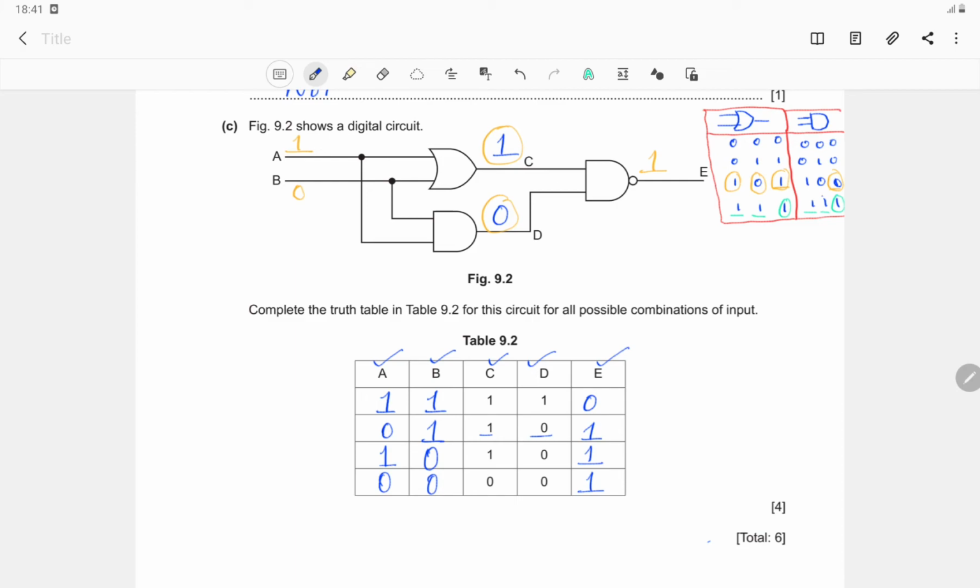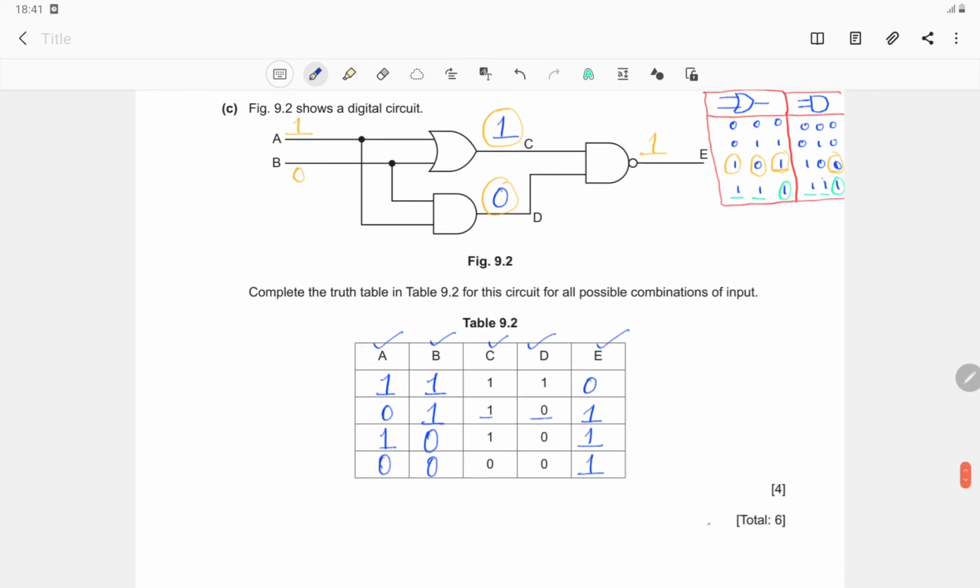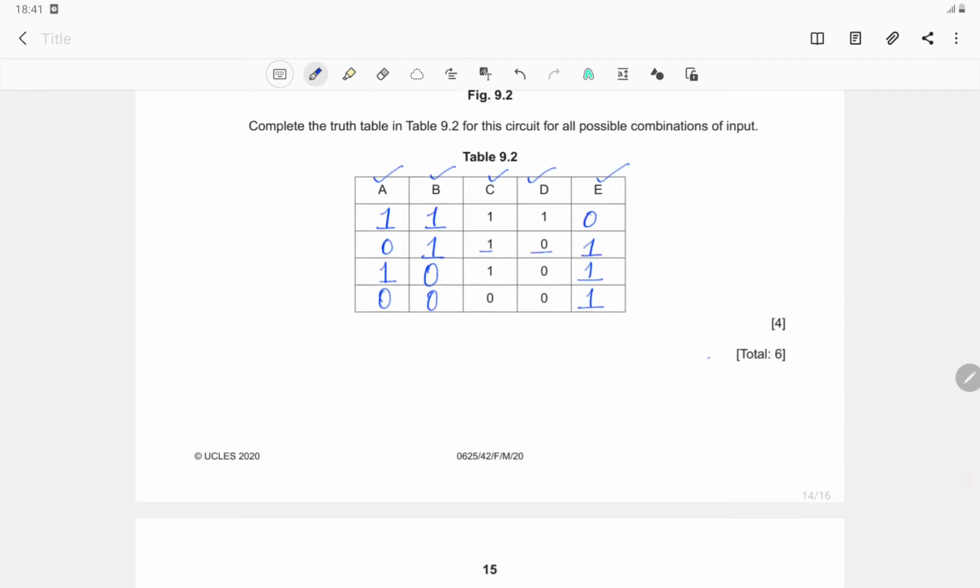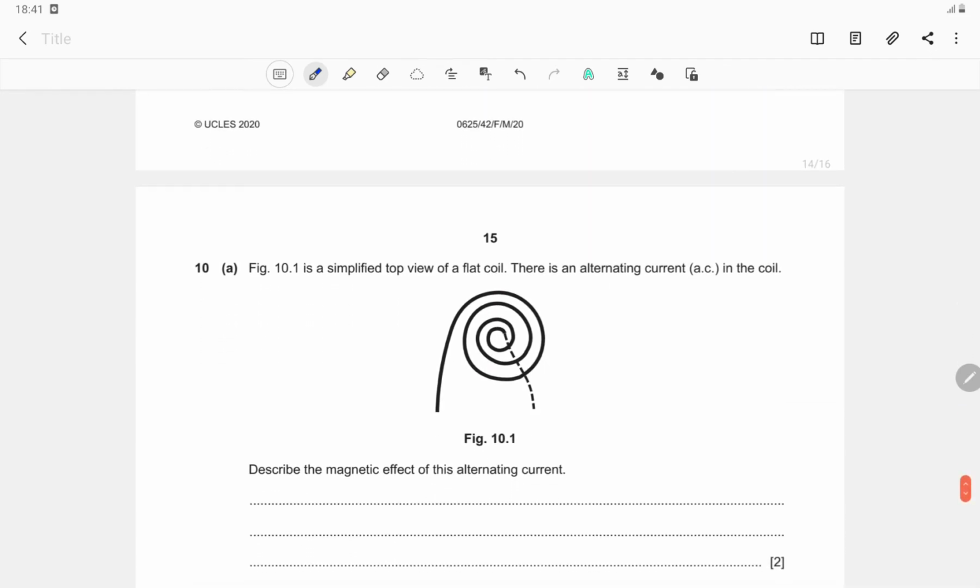So in order to solve this logic gate question, you should be familiar with the truth table of the gates, so that you can score full marks. Now let's go to next question. Question number 10.